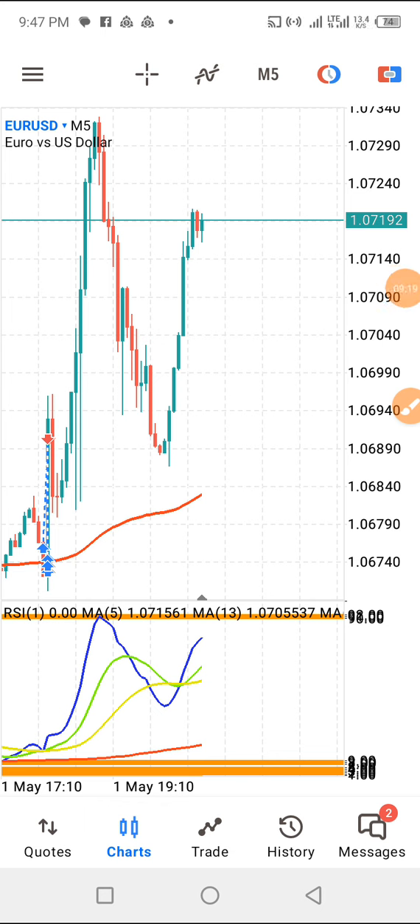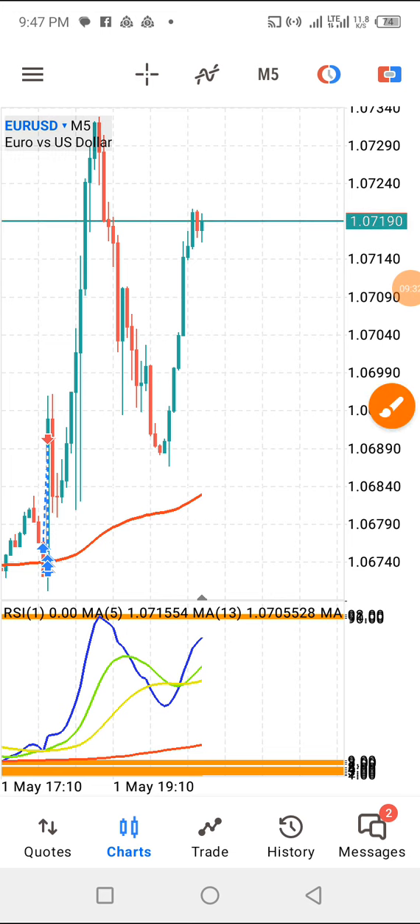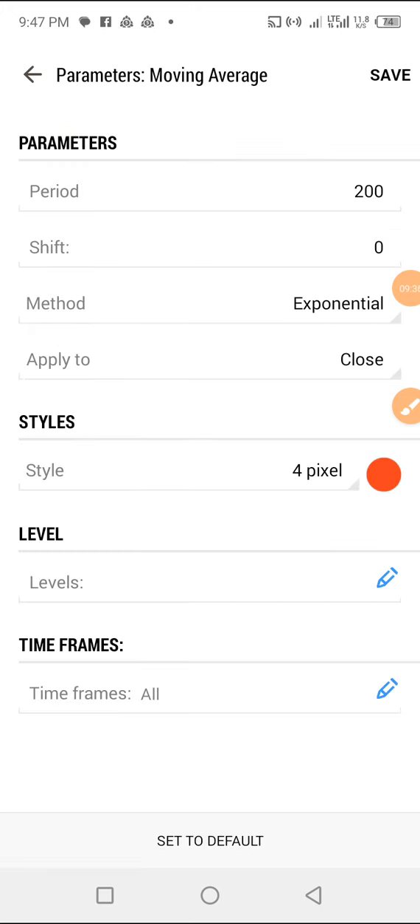Oh, sorry guys, I have to quickly add this. I forgot I have not shown you the settings for the indicators. So here are the settings. Click on this icon here. When you click on that icon, it will take you to where the indicators are. The first one is the moving average with a period of 200, exponential, close. Then you click on save.